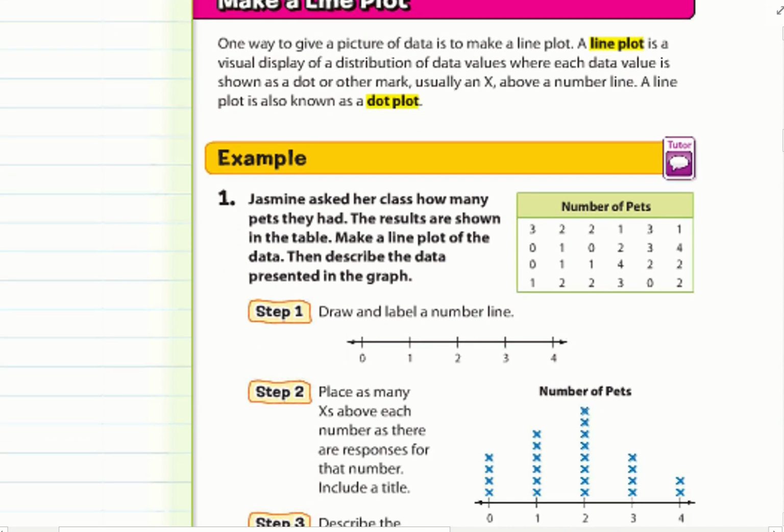So same thing. Jasmine has asked her class how many pets they have. The results are shown in the table. Make a line plot of the data, then describe the data presented in the graph. So she has all of her information in the table shown.